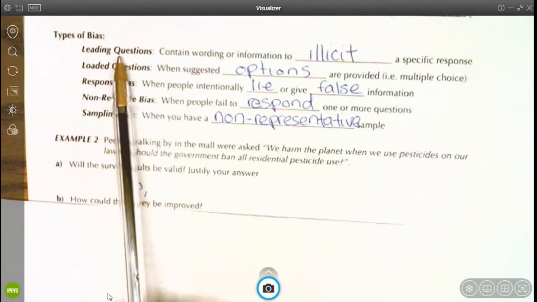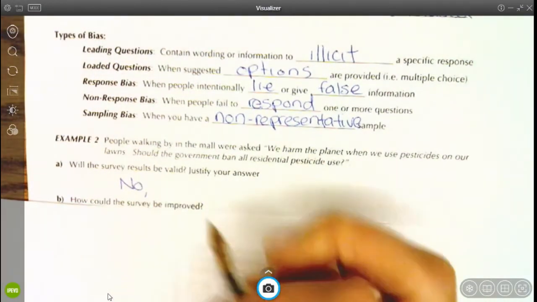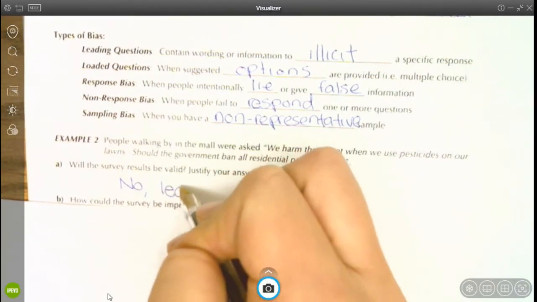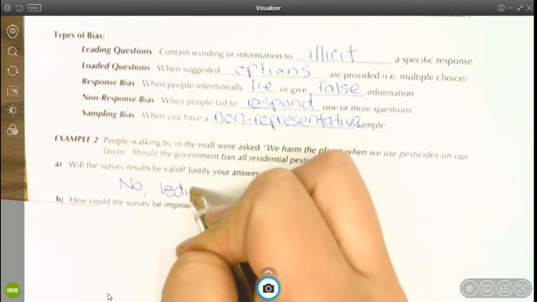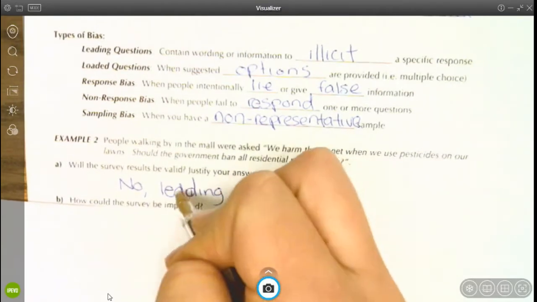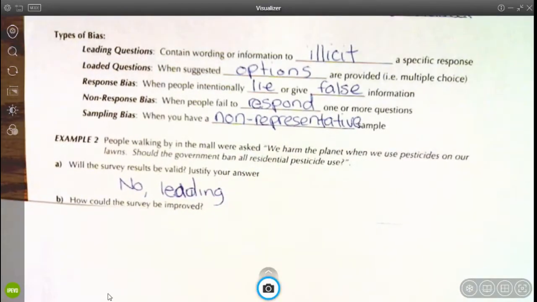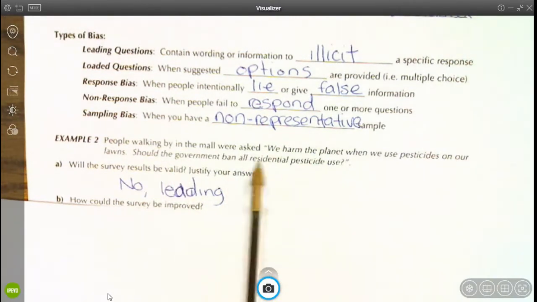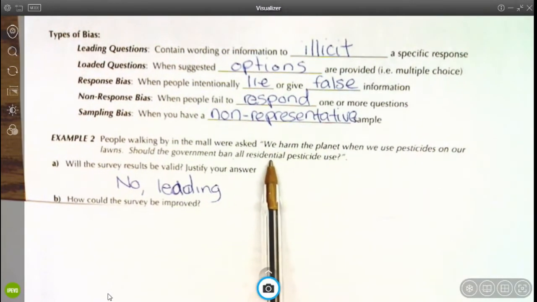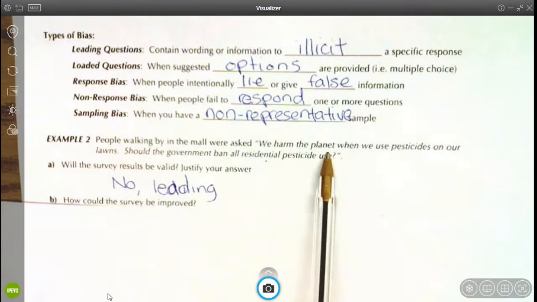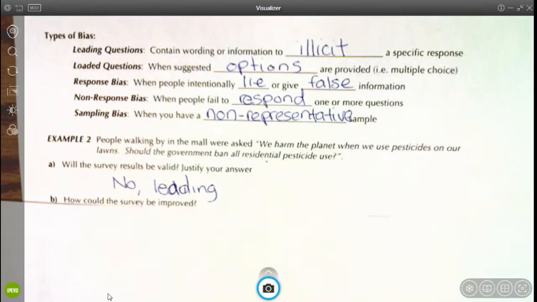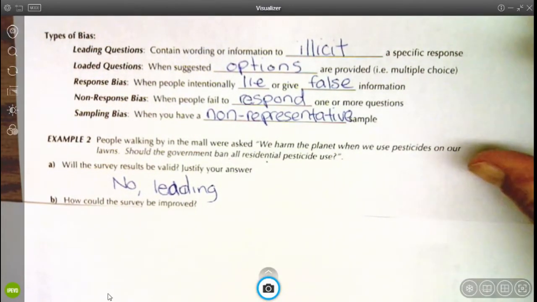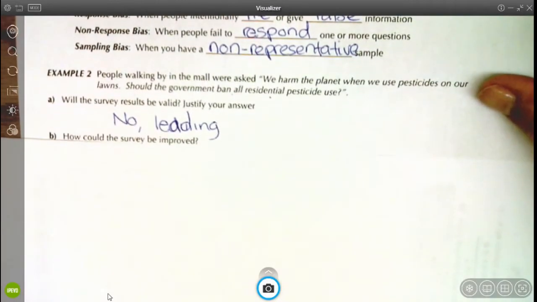It is definitely a leading question or a leading bias because before they ask the question, which is, should the government ban all residential pesticide use, they first tell you a negative thing about pesticides. Okay, so they're leading you to answer a certain way by giving you information.